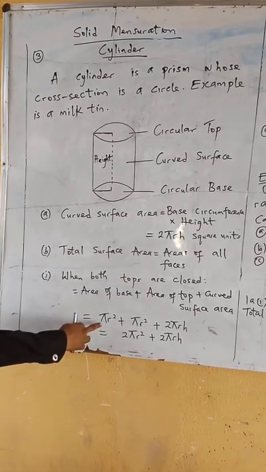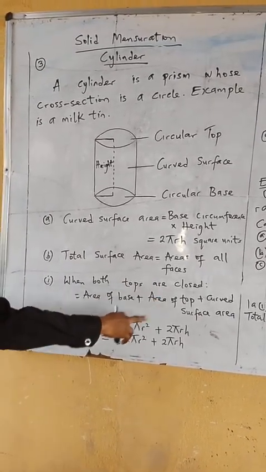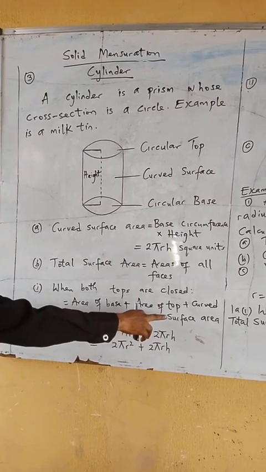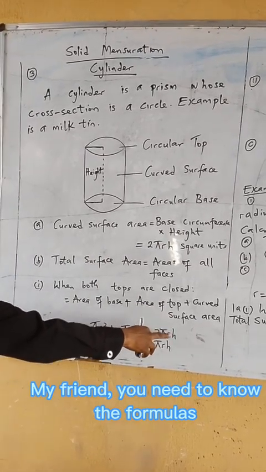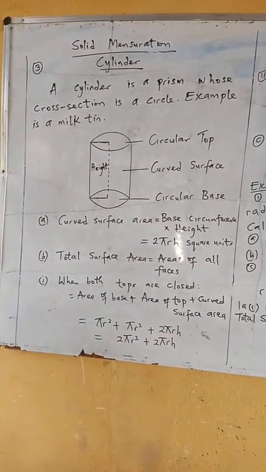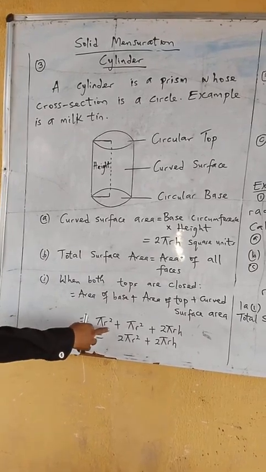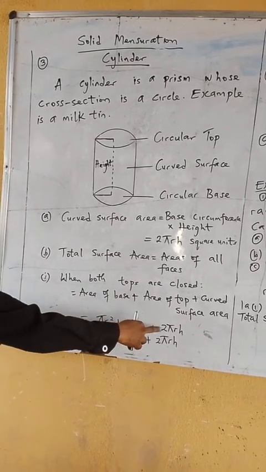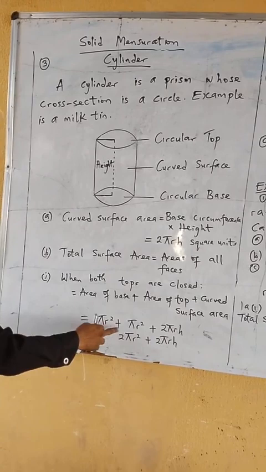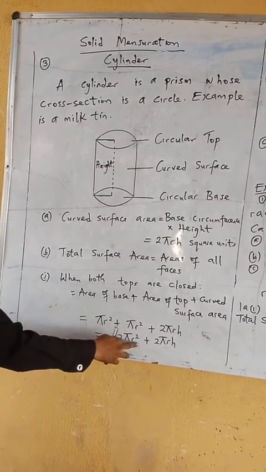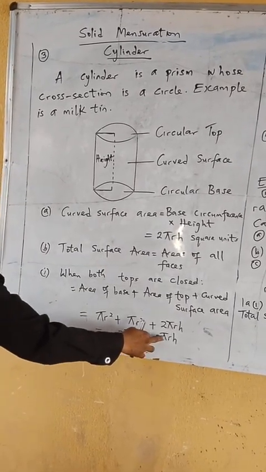And the area of base is pi r squared, area of top is pi r squared, my friend, and curved surface area is 2 pi r h. So we are going to sum it. Then we are going to end up having pi r squared plus pi r squared plus 2 pi r h. Pi r squared plus pi r squared will give us 2 pi r squared plus 2 pi r h.